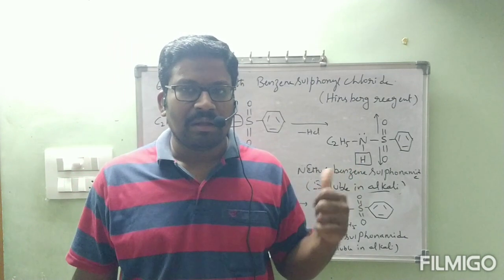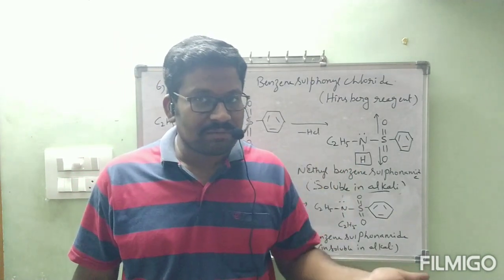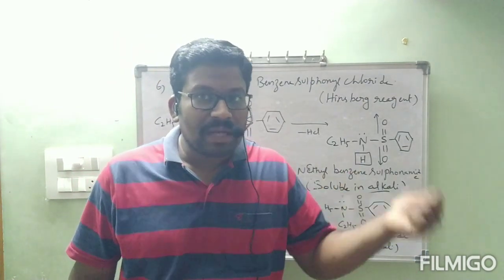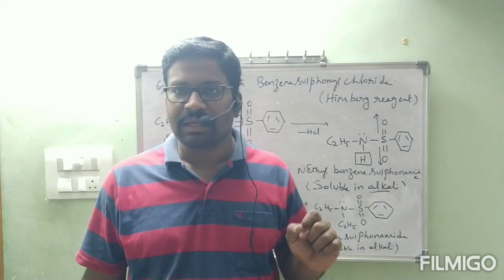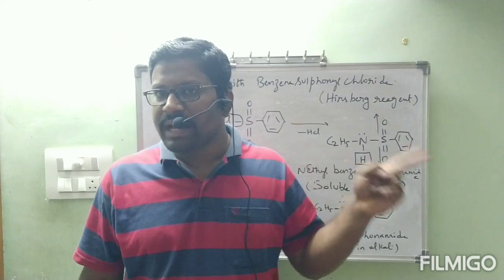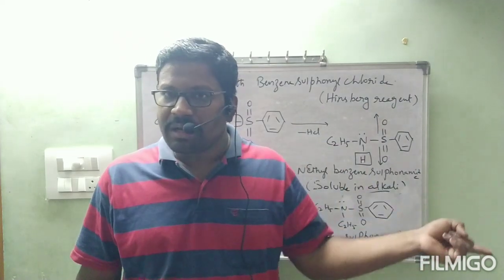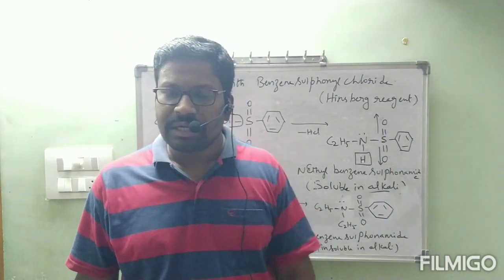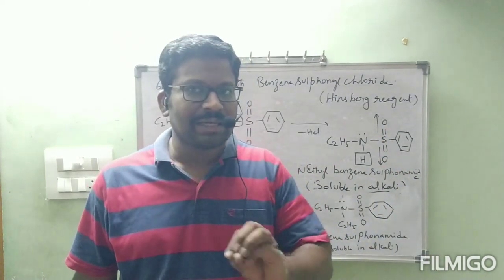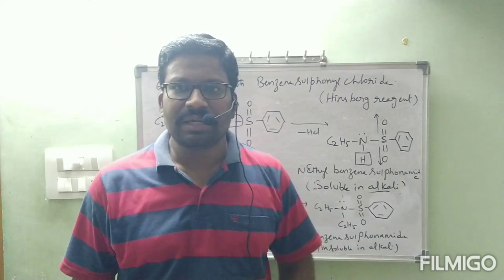Okay, in what way? Primary amine reacts with benzene sulfonyl chloride, Hinsberg reagent, to form a compound. That compound is soluble in alkali. Next, secondary amine is going to react with benzene sulfonyl chloride to form a compound in which that compound is not soluble in alkali. And coming to tertiary amines. Tertiary amines won't undergo reaction with Hinsberg reagent.